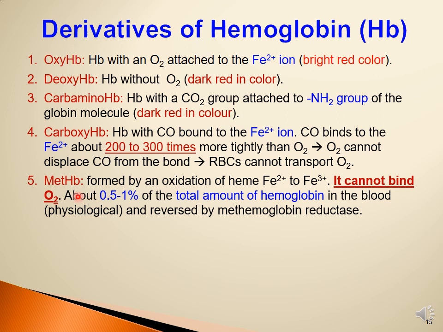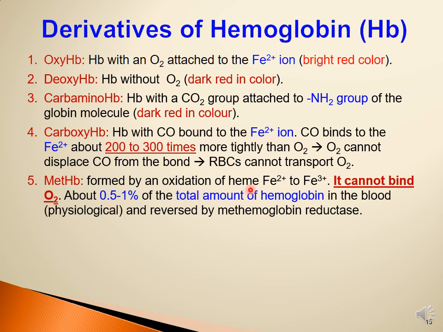We have another form of hemoglobin called methemoglobin. It is formed by the oxidation of heme ferrous to ferric iron. As I said earlier, hemoglobin with ferric iron cannot bind oxygen. Normally we have about 0.5 to 1% of our total hemoglobin in the methemoglobin form. This is due to the oxidative stress that we are exposed to on a daily basis.